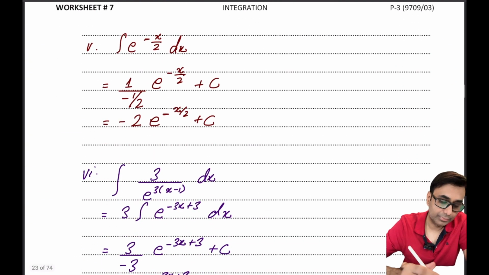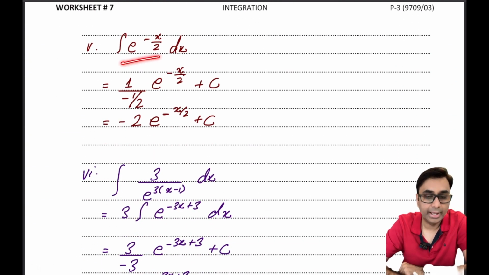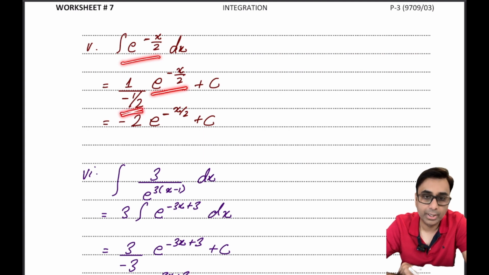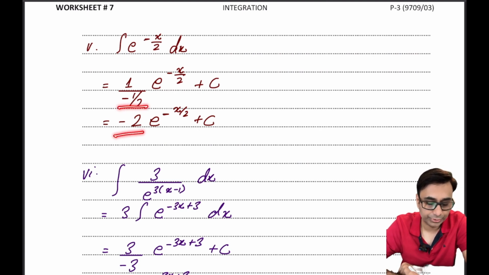Moving on with the examples, let's say I have to integrate e power negative x upon 2. It's also a very similar example. It integrates to e power negative x upon 2, and then I'm going to have to divide it by minus half. And then I add a constant of integration. This 1 divided by minus half simplifies to minus 2.